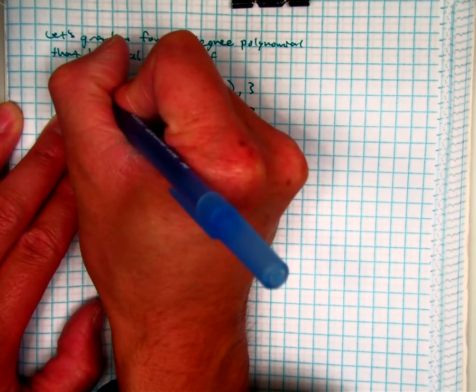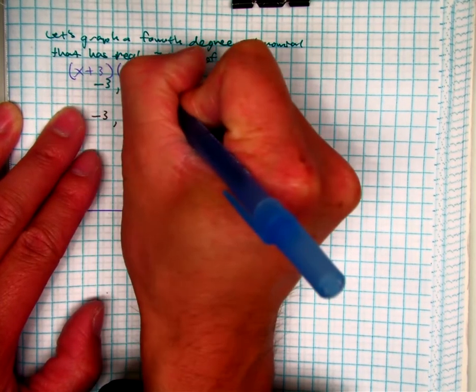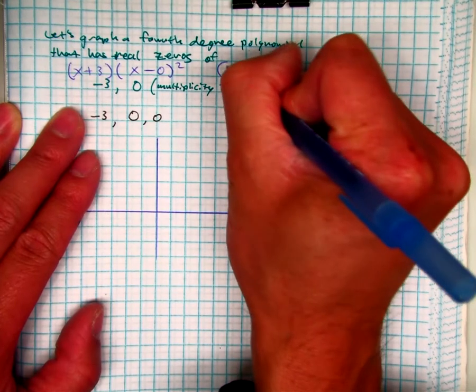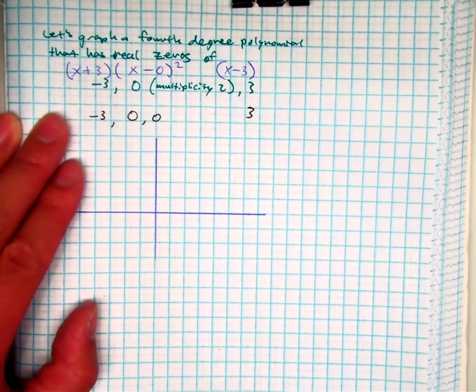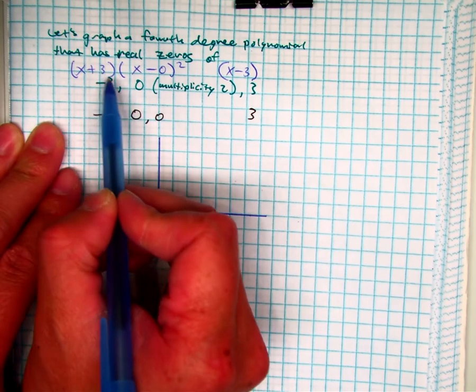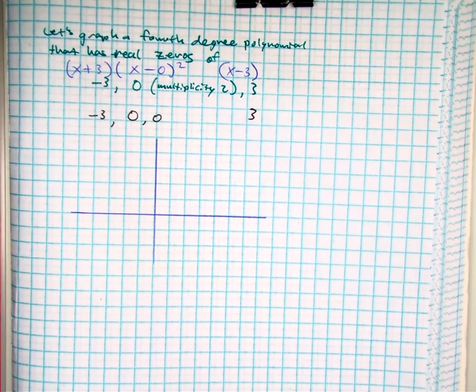This is kind of like what we did yesterday. X plus 3, x minus 0 squared, x minus 3. Do you see that? Because if you apply the zero product rule and you set that equal to 0, you'll get -3, 0, and positive 3. Riley, step number 2.